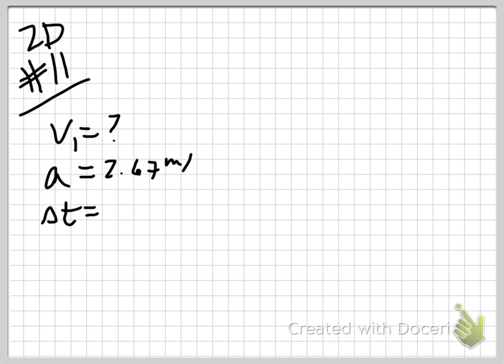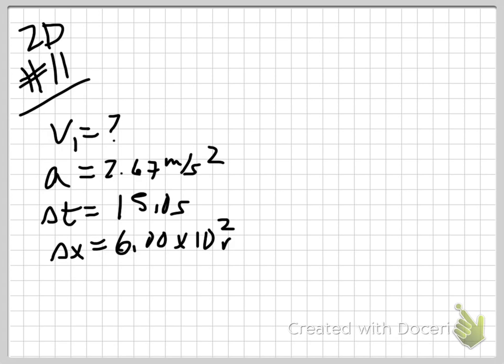All right, so what do we have? Well, we know we want VI. We don't know what it is. We have a rate of acceleration, 2.67 meters per second squared. We have a time, delta T equals 15.0 seconds. We want VI. And we have delta X, 6.00 times 10 to the second meters.